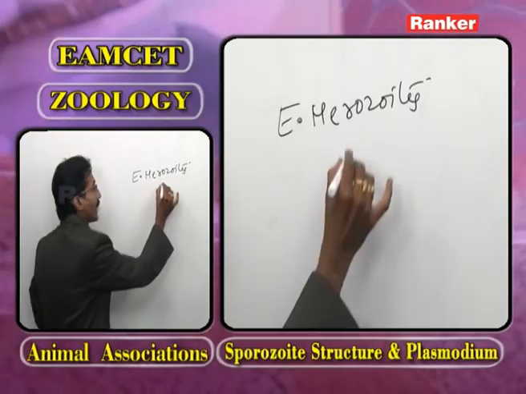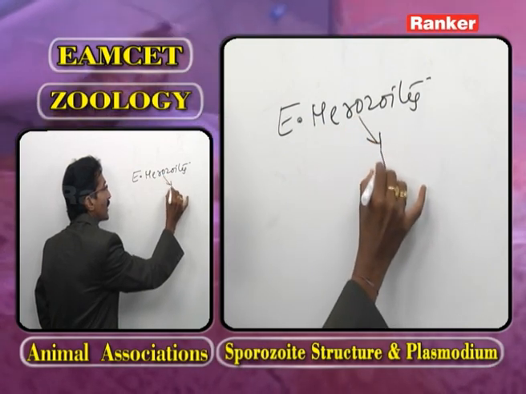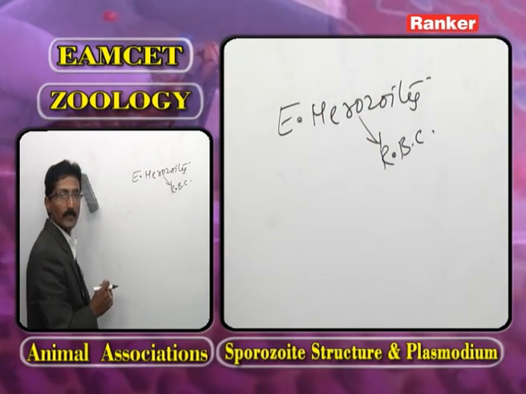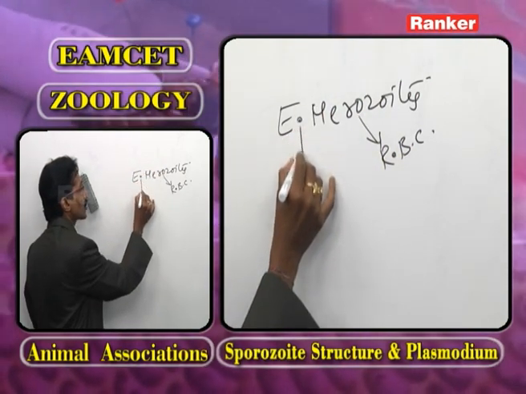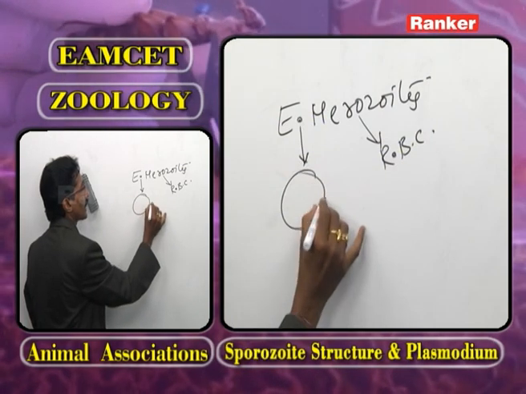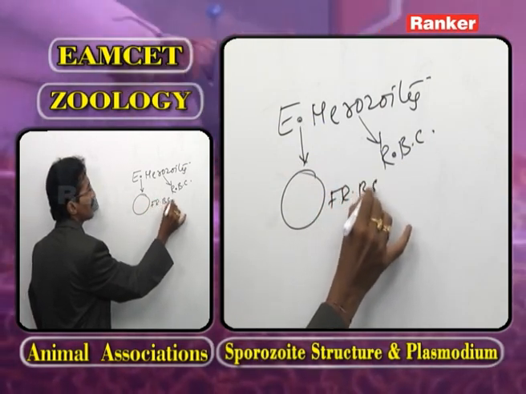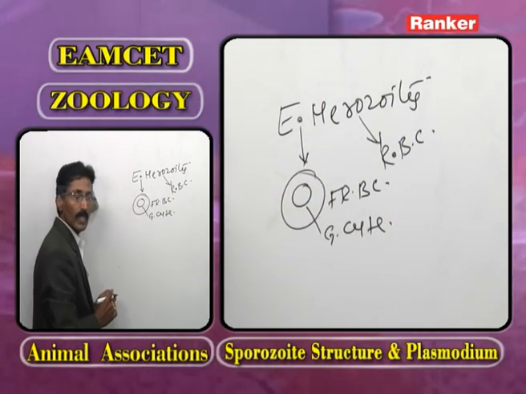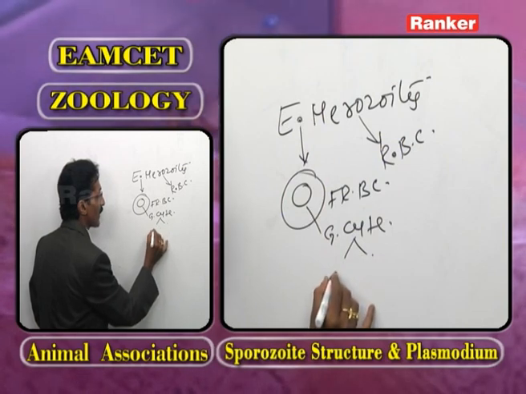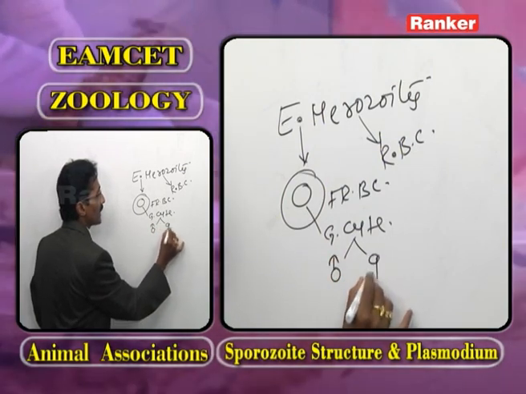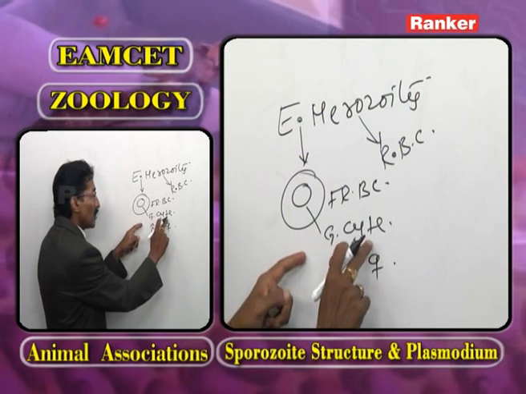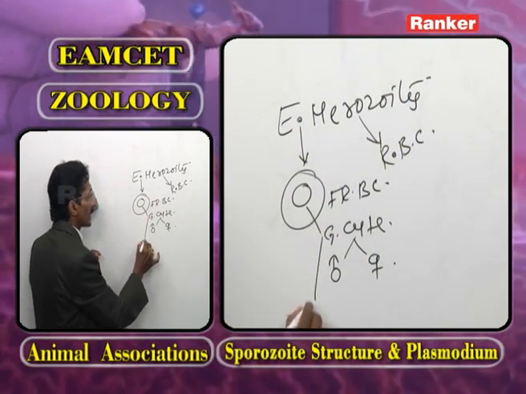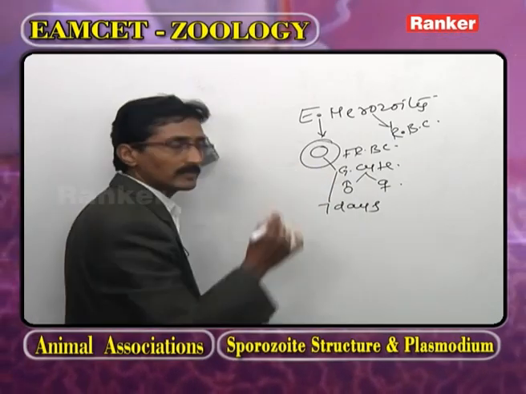No doubt, the erythrocytic merozoites repeatedly attack RBC. That process is going on. After some time, the erythrocytic merozoite enters into a fresh RBC and becomes the gametocyte. The gametocytes are classified into the male gametocyte and female gametocyte. Now, what is the lifespan of a gametocyte? That is 7 days or 1 week.